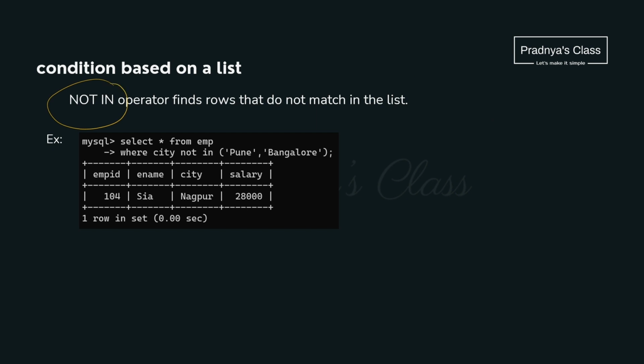The reverse of in is not in. If you don't want to match from the given list of values, we will be using not in. The same example we are trying with not in. Now look at the records. We are not getting these cities' records.